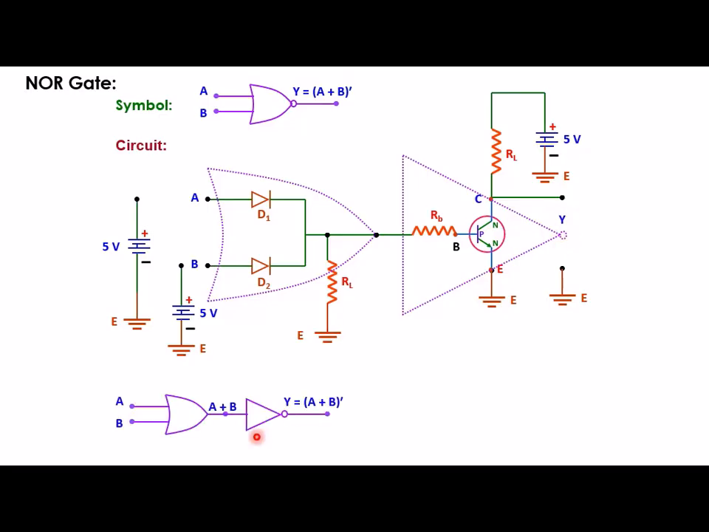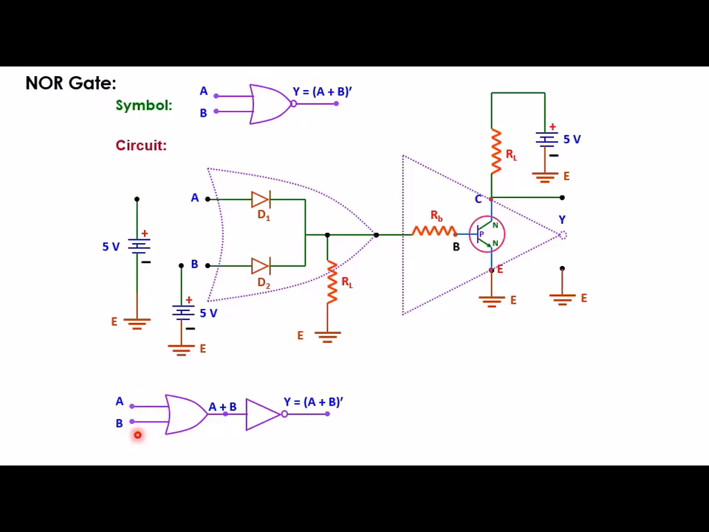So if I divide the entire NOR gate into two gates, then this is the OR gate and this is the NOT gate. In the case of a NOR gate, the OR gate is followed by this NOT gate. So what will be the output of this OR gate?